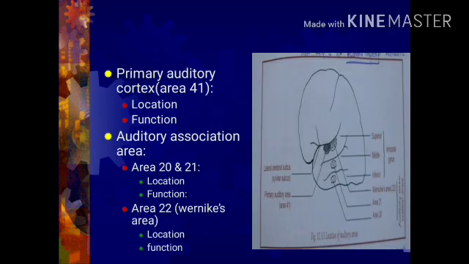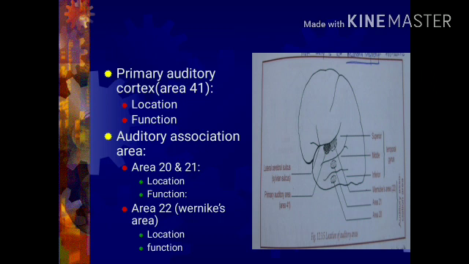Now, the primary auditory cortex, that is area number 41, is located in the superior temporal gyrus of the cerebral cortex and its function is to receive auditory information. The auditory association area, areas 20 and 21, is located in the middle and inferior temporal gyri, and their function is interpretation and integration of auditory impulses.